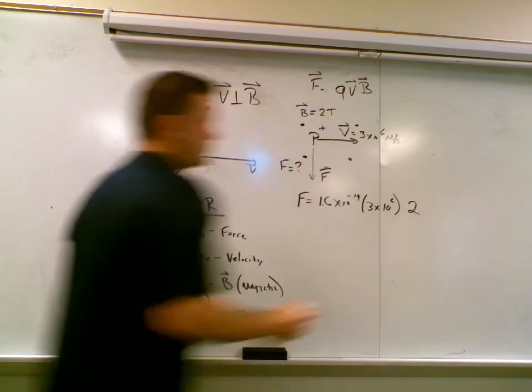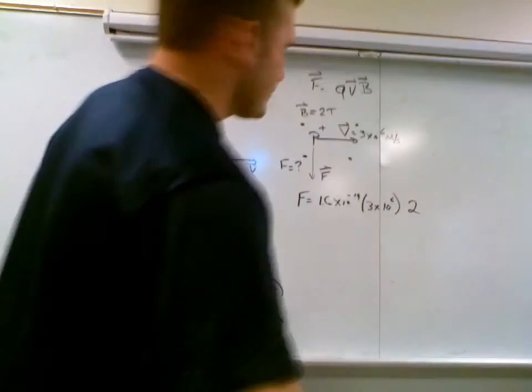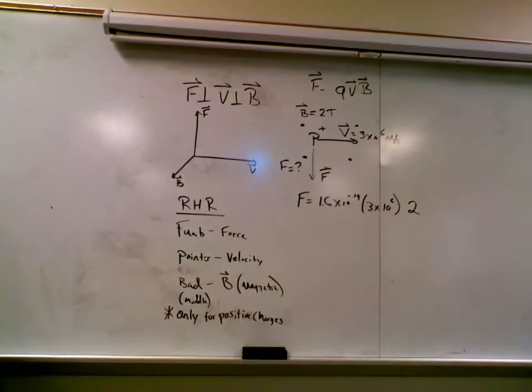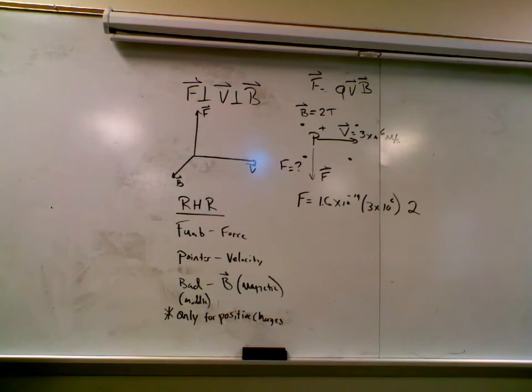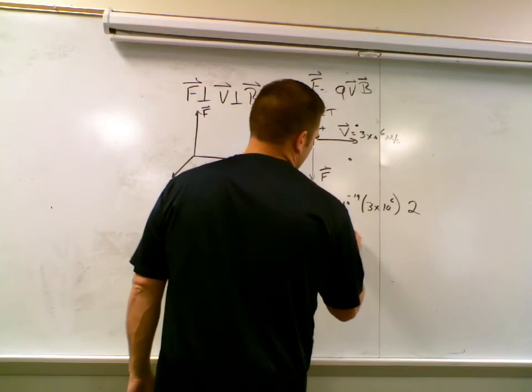B is 2. Okay. So we can do that calculation and figure out the force. B is the magnetic field strength. It's in Teslas. So 1.6 e to the negative 19 times 3 e6 times 2, and we get 9.6 e negative 13.